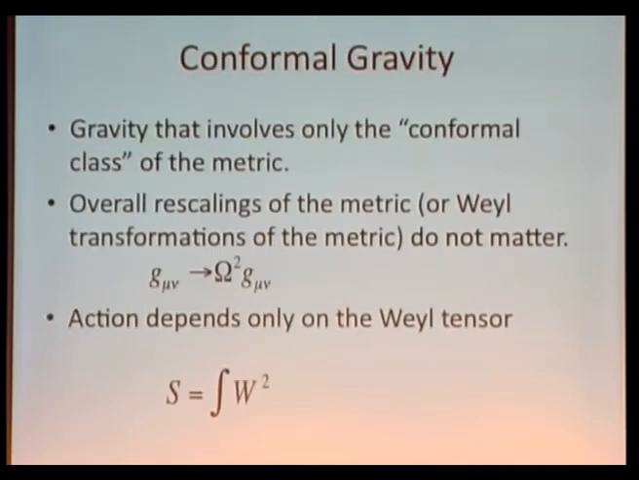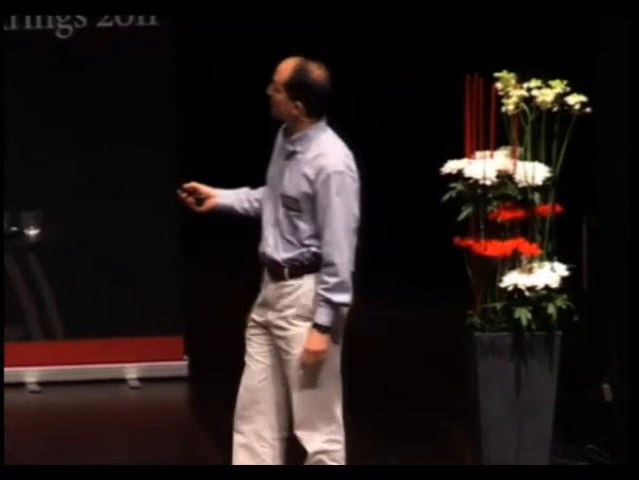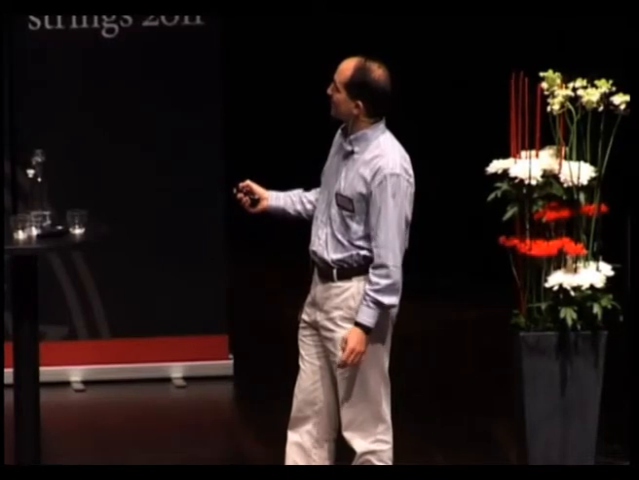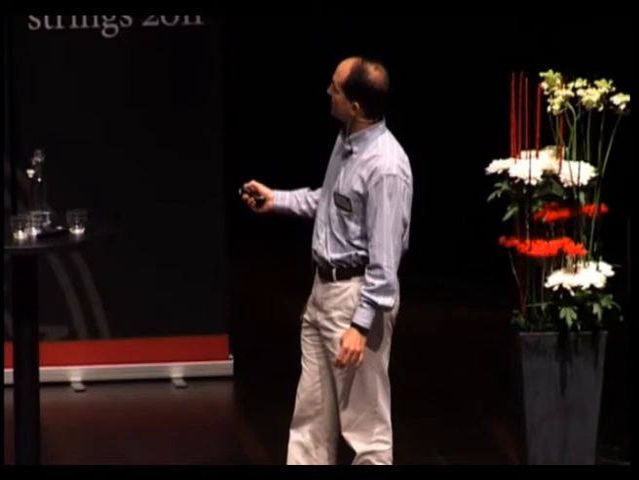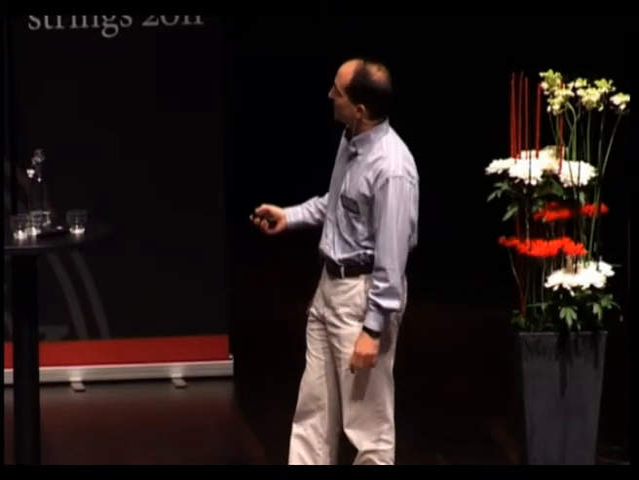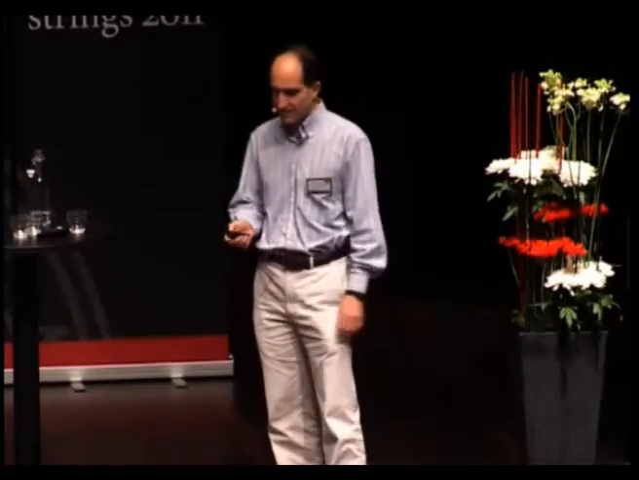Now, conformal gravity is a theory of gravity that involves the conformal class of the metric. So it's a theory that is invariant under Weyl transformations of the metric. So it's a theory depending only on angles and not on distances. So 2 metrics that differ by an overall rescaling give the same action. So this is a gauge transformation of the theory. The action depends only on the Weyl tensor. So we have this W squared. And the action is explicitly invariant under this transformation.